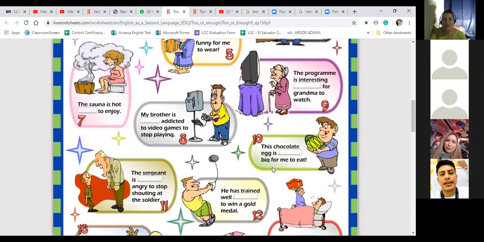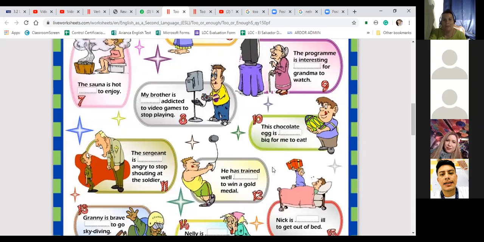Next one, 11, please, who wants to help me? Number 11. The sergeant is too angry to stop shouting at the soldier. Okay. A question. Have you ever been stopped, pulled over by a police officer who was rude? Yes, pulled over, yes.